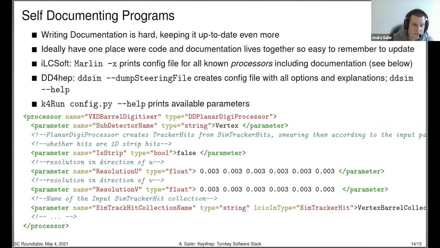For Gaudi, for the K4 run, if you already have an existing steering file, because you have to kind of know which algorithms you want to load, you can also give the --help flag, and that prints out all the available parameters for all the tools that you have in your config.